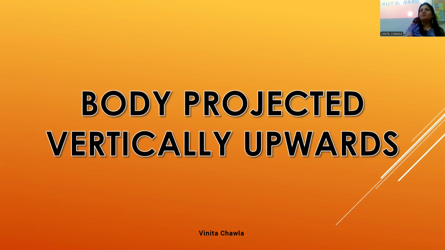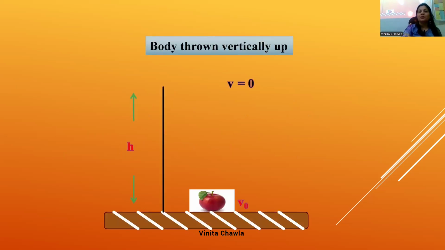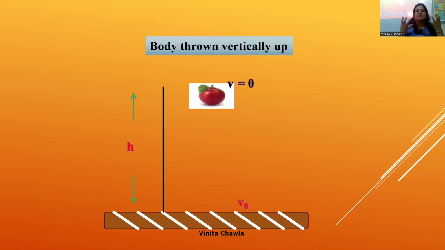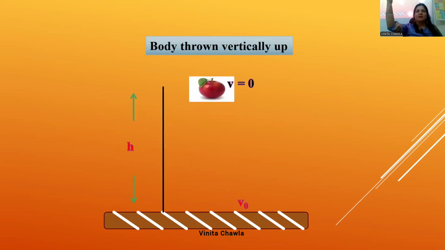If the body is projected in the vertically upward direction, then the object is moving against the gravitational force of Earth. Yes, g will be negative. The body is thrown vertically up. So when an object is thrown vertically up, it is thrown with some velocity. We apply force on the object, and it goes in the upward direction. You apply some force, and it will go upward with some velocity. So initial velocity is not 0. It has some value, but when the object reaches the maximum height, its velocity is 0.